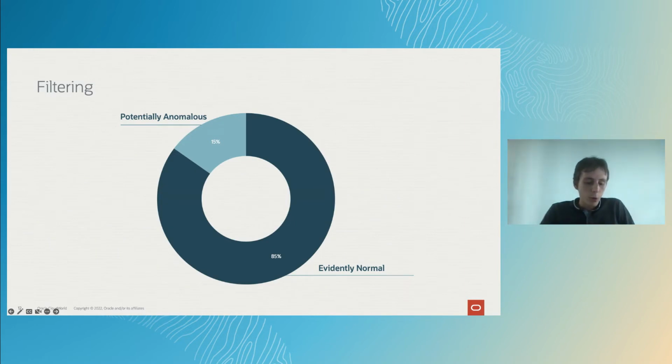Okay, so what are the results we get from this? What we've managed to do is filter out 85% of the original sessions as evidently normal sessions. So we know there's no risk of something bad happening in those. And in the 15% that's left, the potentially anomalous ones, we're not totally sure, but we know that the attacks, if there are attacks, will be in this section. So with only 15%, we can do more powerful computations because we have less data to deal with.